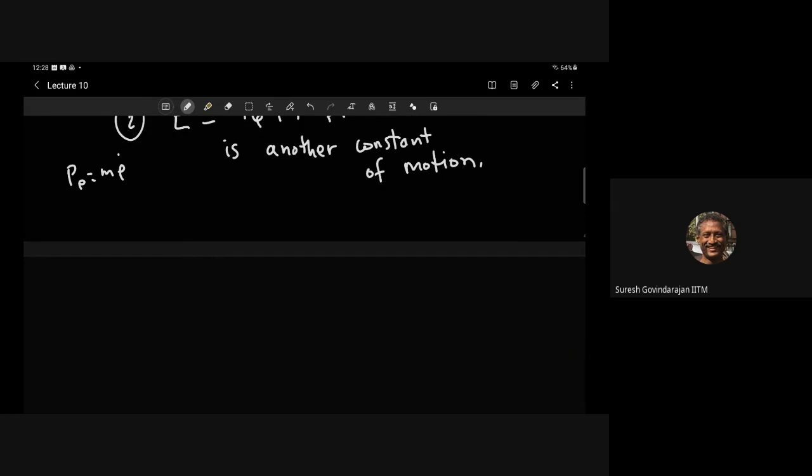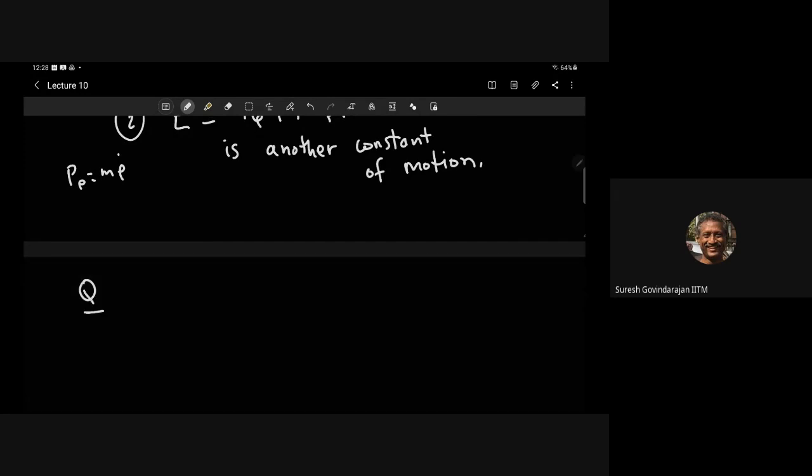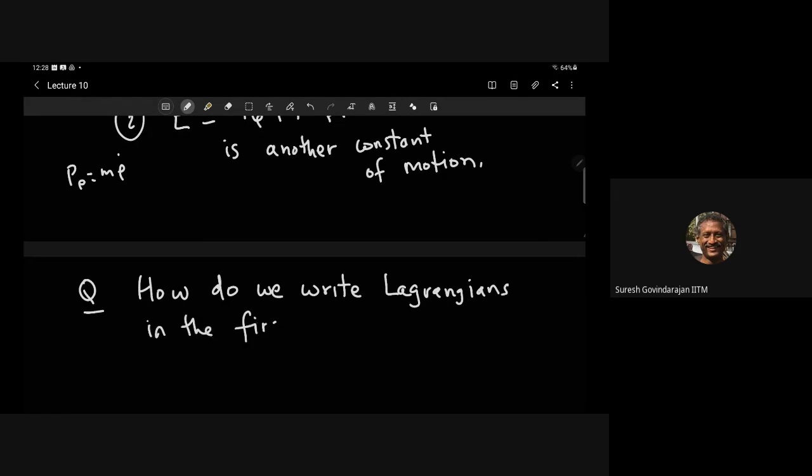And so these are simple systems. So the question to ask is, how do we figure out Lagrangians in the first place? This is something somebody asked last time itself.